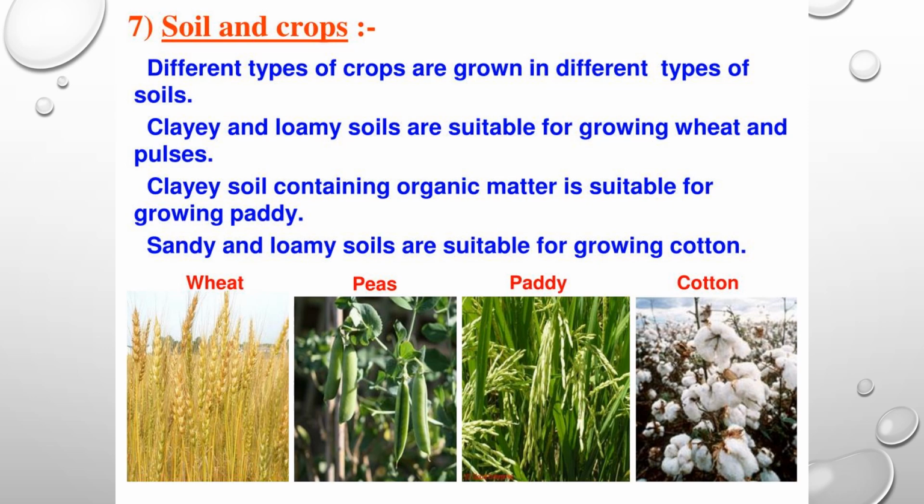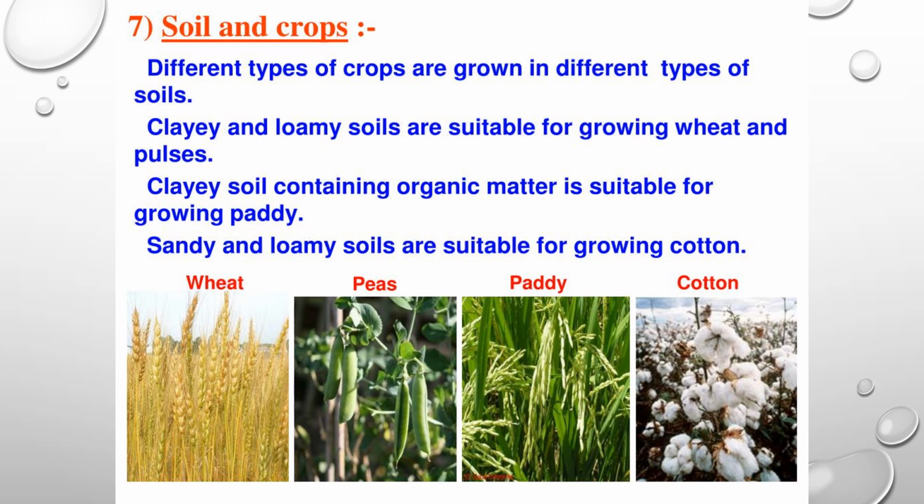Next one, soil and crops. What do we know? Refer to the picture. Wheat and peas: clayey and loamy soil. Paddy: clayey soil. Cotton: sandy and loamy soil. Now, soil and crop cultivation.